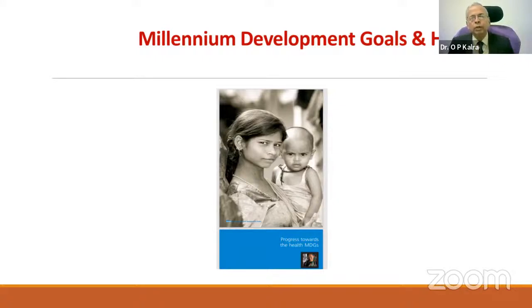So subsequently, when the year 2000 came, then came the Millennium Development Goals. And it was felt that probably Millennium Development Goals is not the appropriate term, because the millennium has come, and then after some time it may become redundant. So the terminology was replaced by Sustainable Development Goals, which I'll mention.